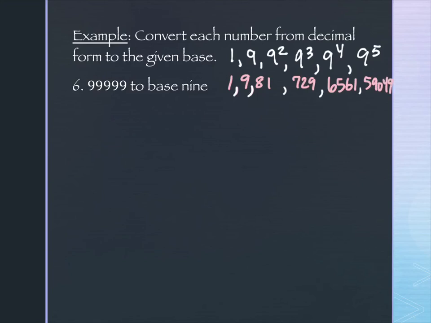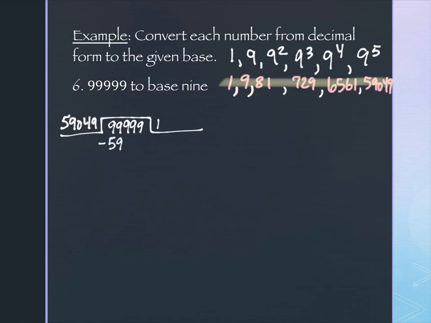And 59,049 is definitely big enough because my number is 99,000. It's only going to go in one time. And again, if you weren't sure, try one more. You'll find the number's way too large. So this is the list of numbers that I will be dividing by. We always start with the biggest value in the list as our first divisor. So 59,049 goes into 99,999, and I already mentioned one time. Okay, so if we subtract, what will we get?